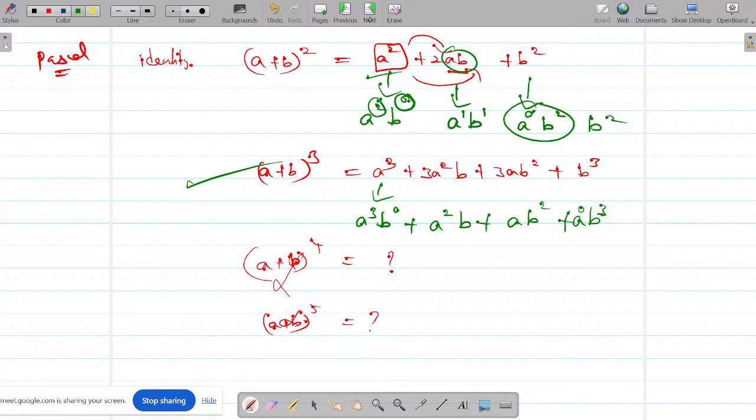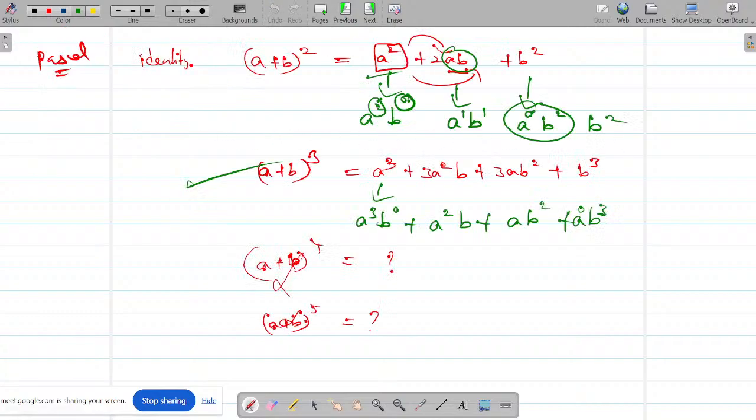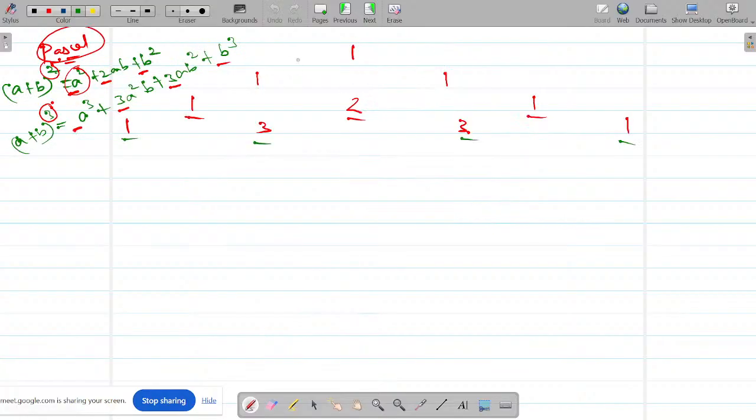Now, what are the coefficients? I can take them from Pascal's triangle: 1, 3, 3, 1. Now, can you try for a plus b the whole power 4 from the Pascal's triangle? Don't take risk, go directly for Pascal's triangle. At the ends, 1. Add, 4. Add, 6. 4.